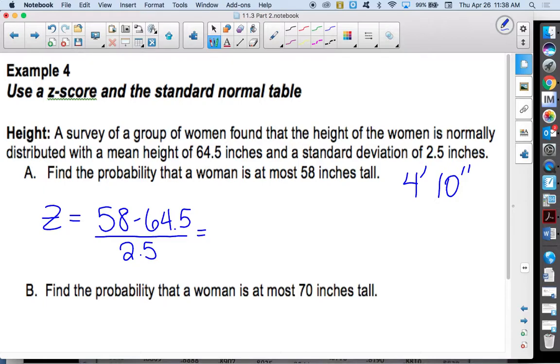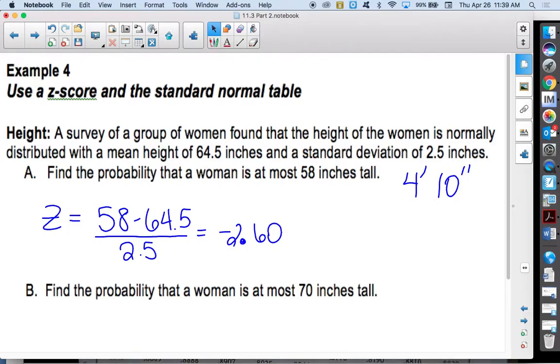Negative 2.6, and it's exact, right? Okay, so I'm just going to throw a 0 in the back of that so that we have the hundredths place. So this is negative because the person is shorter than average. It's okay to have negative values.